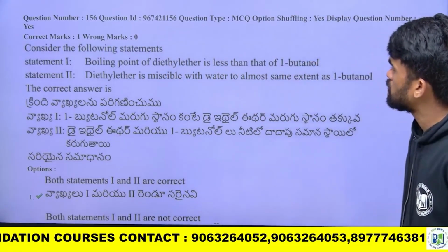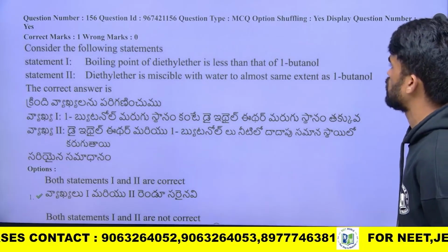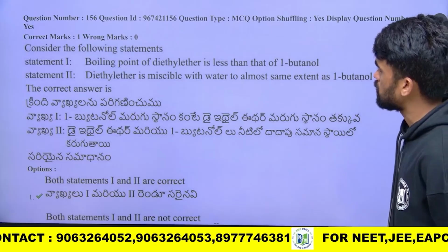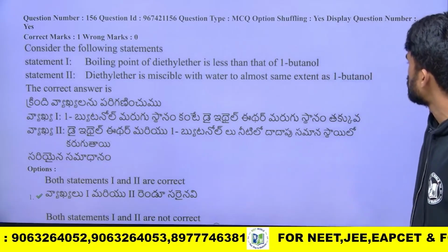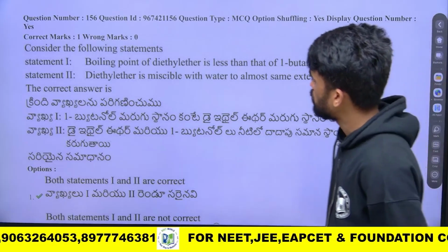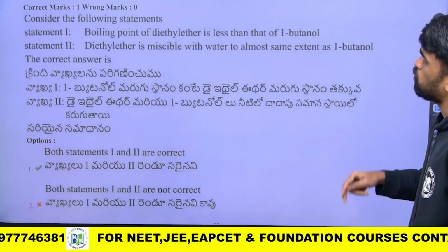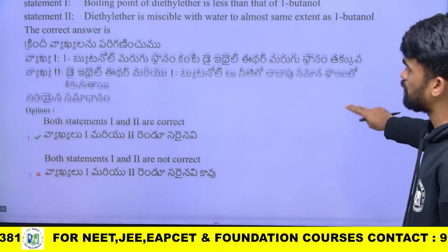And diethyl ether is miscible with water to almost the same extent as 1-butanol. Actually, yes, it is almost correct, though we have seen it is 2-butanol, no issues. Maybe diethyl ether and 1-butanol have almost similar miscibility. So both statements are correct here.